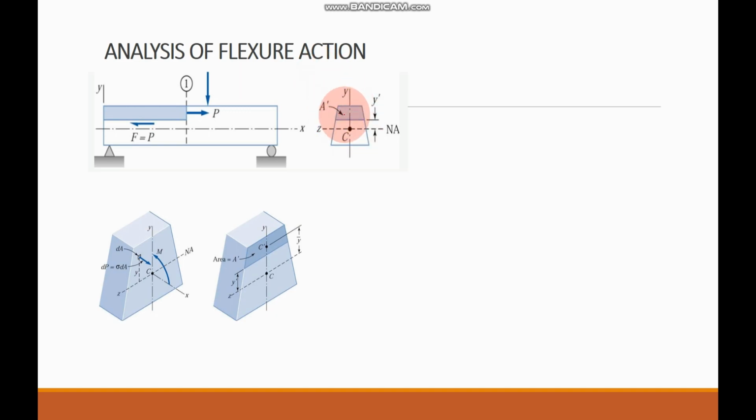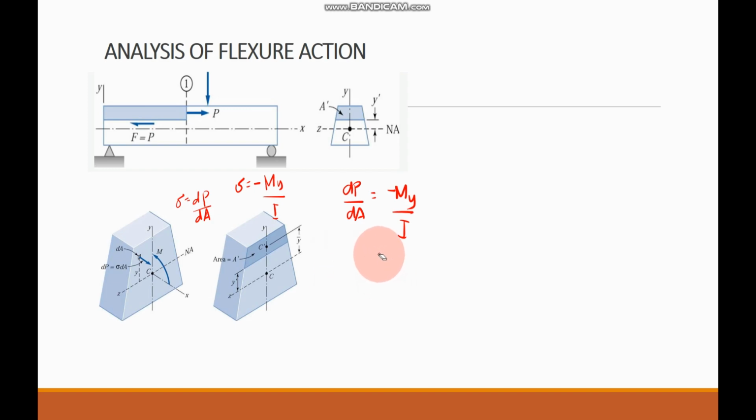So in the shaded portion of A, let us take a small portion that we will call differential A, or an element dA, in which the stress would also be equal to the differential P all over the differential area, and the stress is also equal to our negative value of moment multiplied by Y all over I. So equating these two equations, we have the differential P all over the differential A is equal to negative M Y all over I.